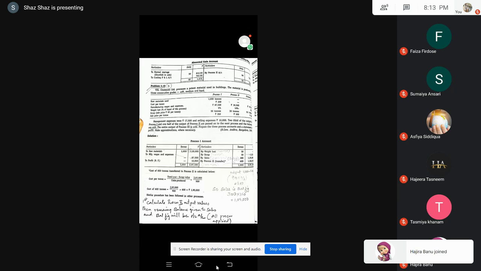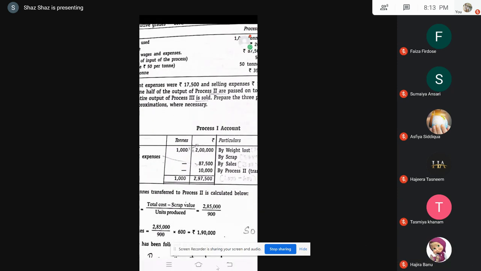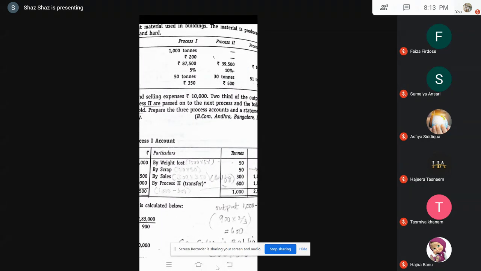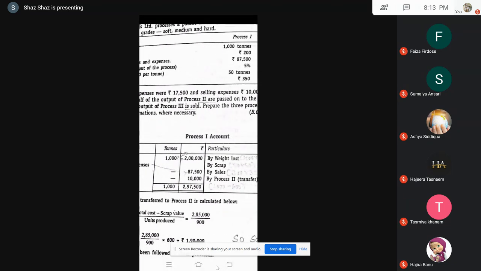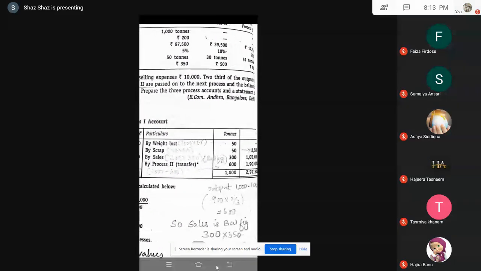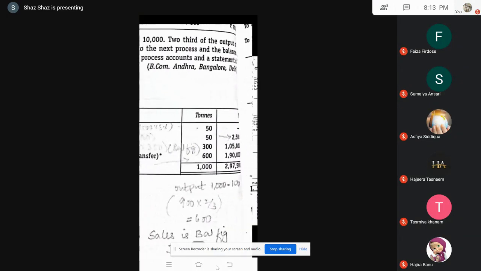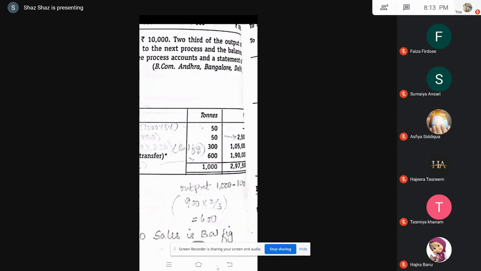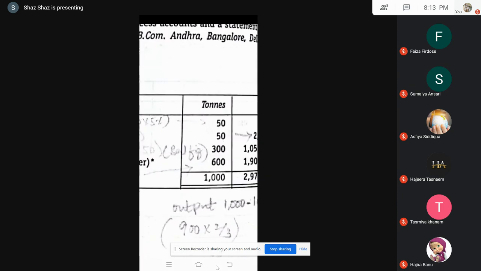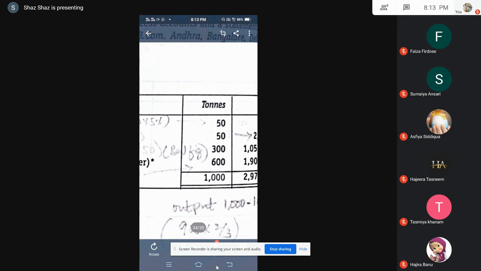Two third of output यानी के जो total मिलता तुम्हें tons 1000, ये 1000 minus your weight loss minus your scrap. So 50, 50, कितना हुआ, 100 हुआ. यहाँ पे कितना है, 1000 हुआ. 1000 minus 100, see here, output यहाँ पे करके हैं process two में. How will you get the output amount? 1000 minus 100 is 900. ये 900 के ऊपर तुम्हें two third calculate करना है, समझ में आया? ये two third तुम्हें calculate करे तो तुम्हारा output जो है 600 tons, you will get it. Do you understand now?